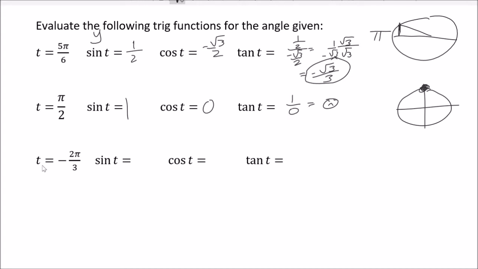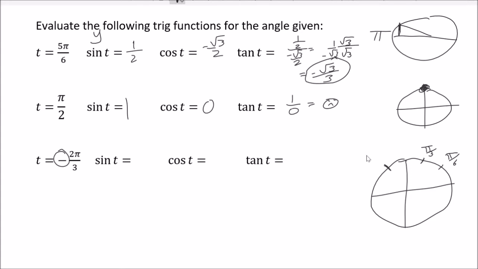Now, the last one's a little different. Okay, this is negative 2 pi over 3. Notice the negative right there, okay? So we got to think about this one a little bit differently. So what I like to do when I get a negative, especially as a new learner, is think, do I know where the positive version of 2 pi over 3 is? Okay, I know that pi over 3 is right here because pi over 6 is right here, which means we'd have pi over 6, 2 pi over 6, 3 pi over 6, 4 pi over 6, and that's the same as 2 pi over 3.